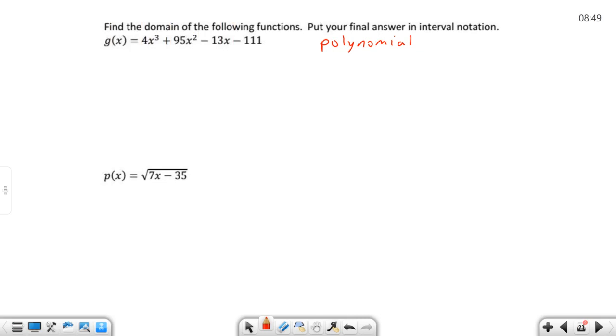So it's a polynomial. So then the domain of G, that's how I usually do it, domain, abbreviate and put a G, and then is what? Negative infinity, comma, infinity. So I would accept this answer. And look, put your answer in interval notation.